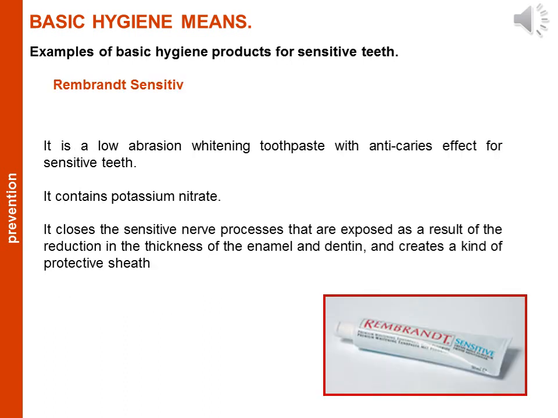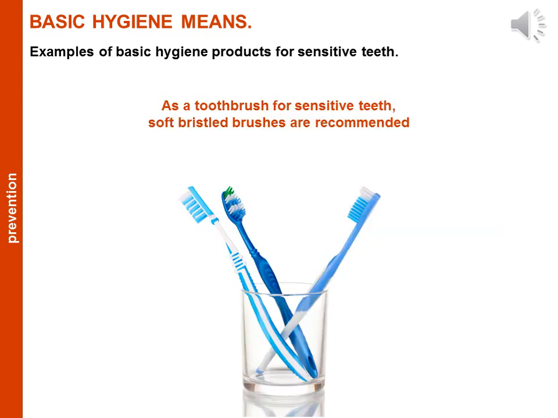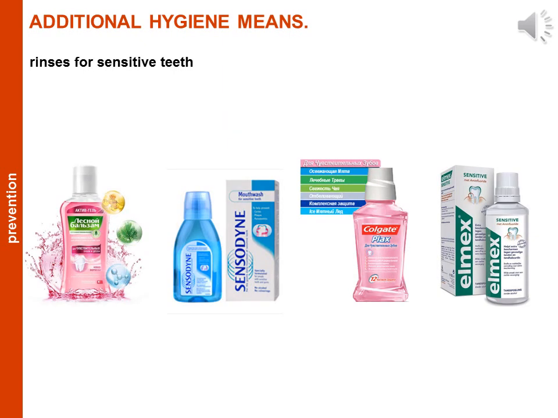Rembrandt Sensitive. It is a low abrasion whitening toothpaste with an anti-caries effect for sensitive teeth. It contains potassium nitrate. It closes the sensitive nerve processes that are exposed as a result of the reduction in the thickness of the enamel and dentin, and creates a kind of protective sheath. As a toothbrush for sensitive teeth, soft bristle brushes are recommended. Additional hygiene means are rinses for sensitive teeth.